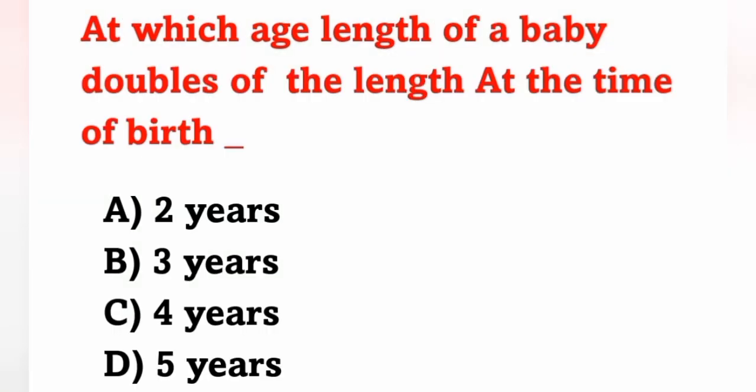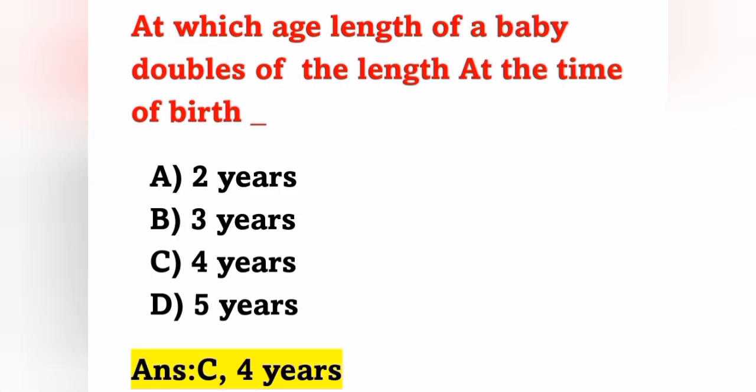And the next question, at which age does the length of the baby double the length at the time of birth? Option A, 2 years, option B, 3 years, option C, 4 years, option D, 5 years. The correct answer is option C, 4 years. Birth length of a baby is about 45 to 50 centimeters, and the birth length doubles at the age of 4 years.